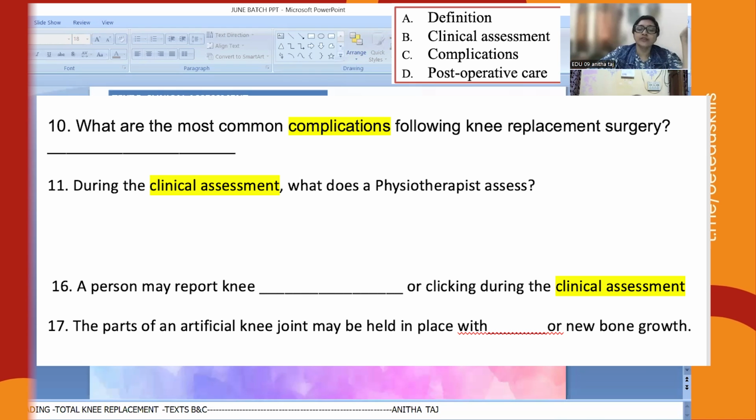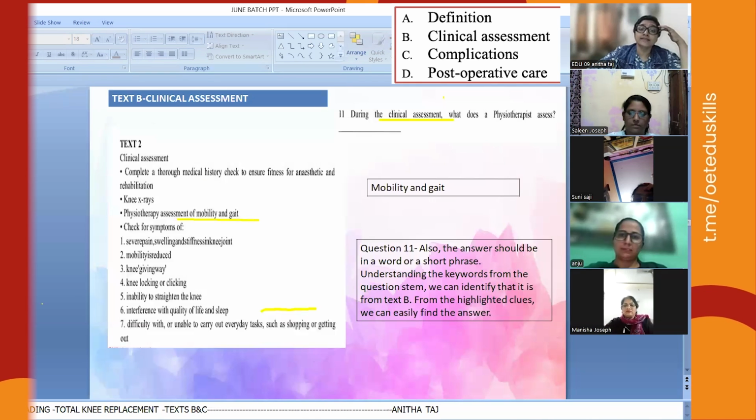First of all, we have to understand the keyword. When we see the keyword, during the clinical assessment, what a physiotherapist will assess, we immediately understand this is from Text B, clinical assessment. During our skimming and scanning, we have already underlined and highlighted the points and clues: physiotherapy assessment for mobility and gait. So easily we can write the answer to the question.